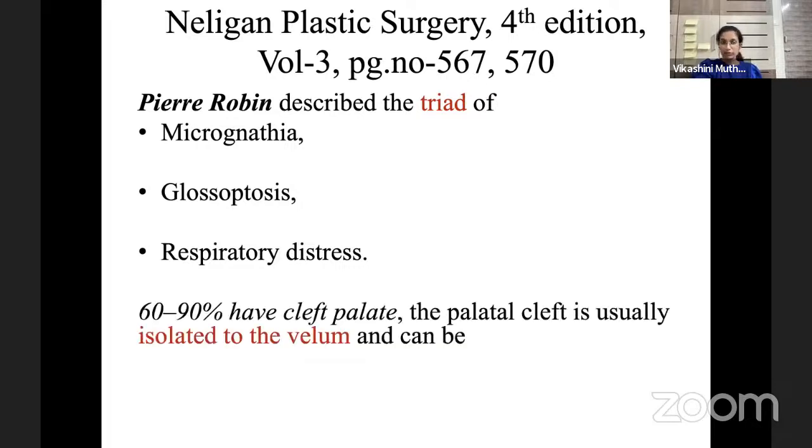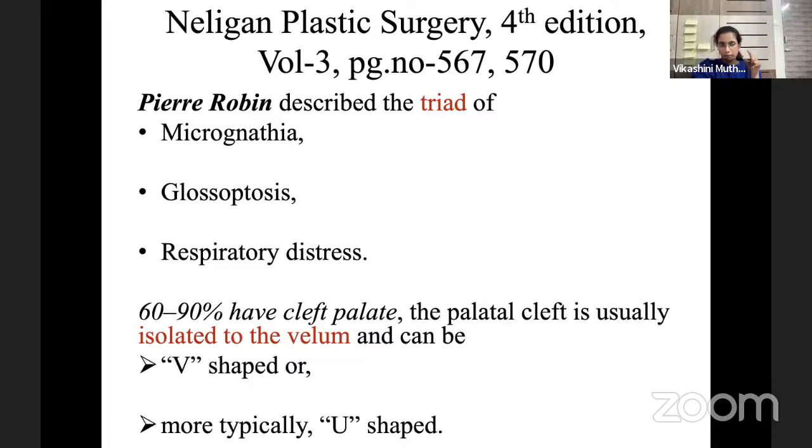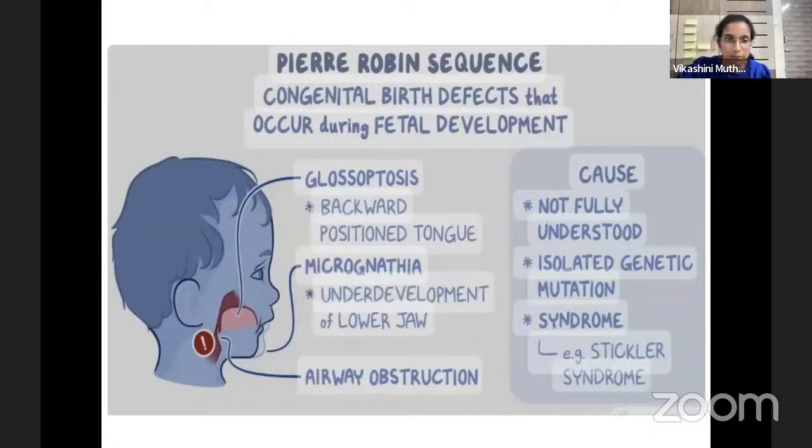But in 60 to 90% of these Pierre Robin patients, they can have cleft palate also. And this cleft palate is usually isolated to the velum. Velum is nothing but the soft palate. The shape of the cleft palate involving the velum can be either V-shaped or, more typically, U-shaped. Okay, so let's see this picture.